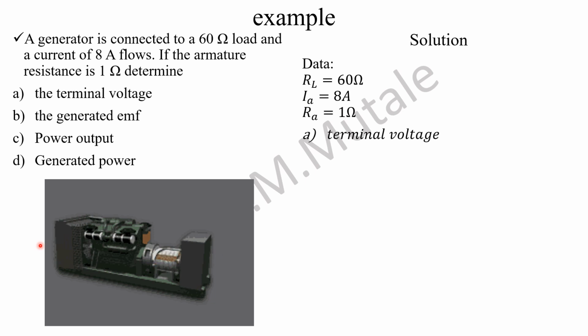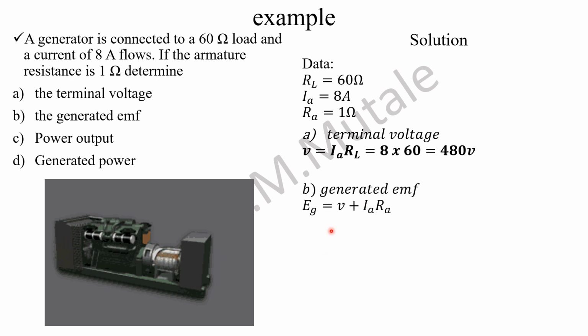First, we're asked to find the terminal voltage. Terminal voltage is the load current times the load resistance. The load current and the armature current are the same, so it is 8 times 60. After multiplying, we get 480 volts as our terminal voltage. Generated EMF is given by terminal voltage plus armature current times armature resistance. Substituting, the terminal voltage is 480, the armature current is 8, and the armature resistance is 1 ohm. Doing the computation, we get 488 volts.